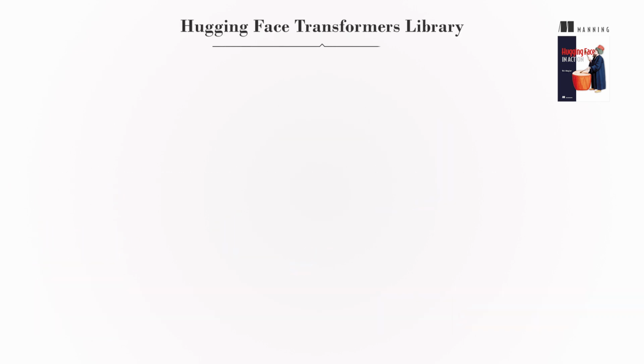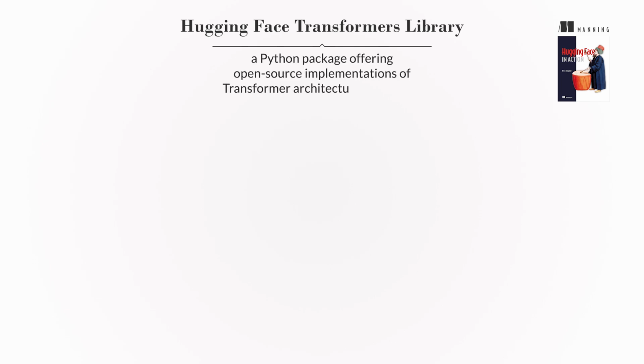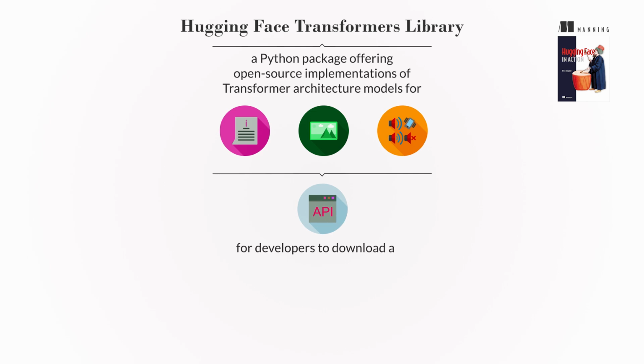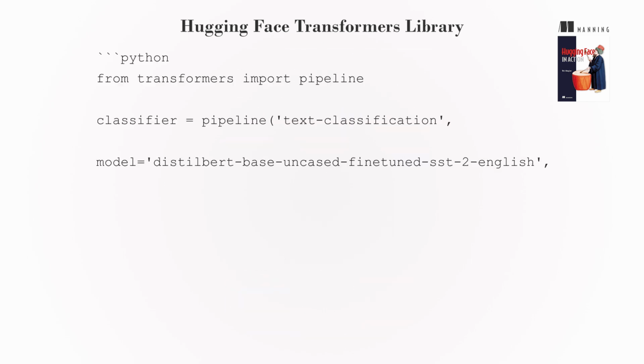The Transformers library is a Python package offering open-source implementations of transformer architecture models for text, image, and audio tasks. It provides APIs for developers to download and use pre-trained models, saving time and resources. For example, in this snippet, the pipeline function from the Transformers package is used to perform a text classification task.